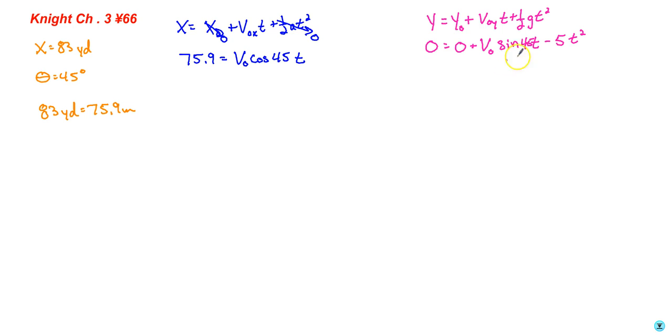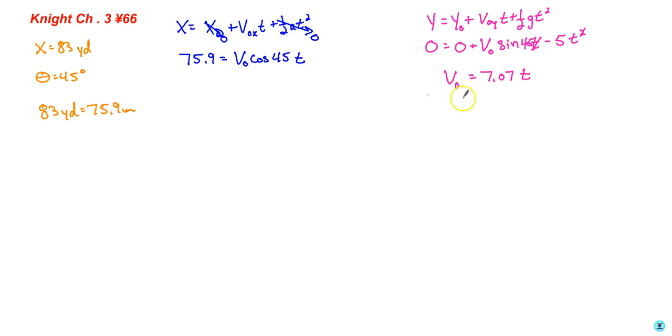Looking at that, both of the terms that are left have a t, so let's cancel out one of those t's. And just doing some rearranging, solving for V sub O, sine of 45 is 0.707. We can bring that 5t to the other side, so we'll do 0.707 divided by 5. We're left then with 7.07 t is what V sub O is equal to.